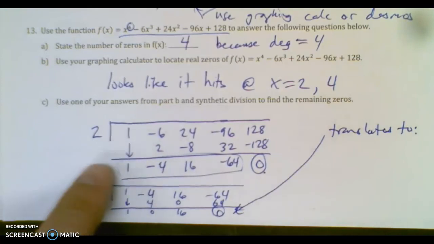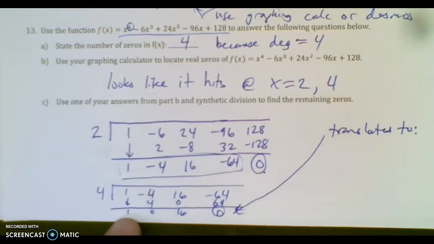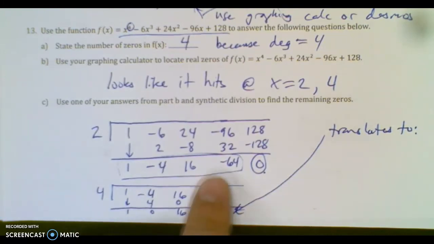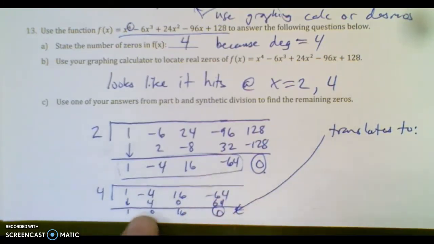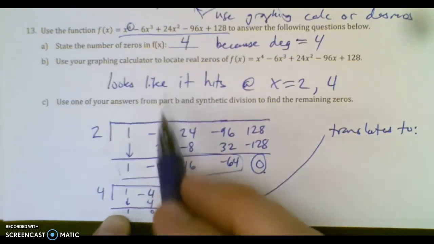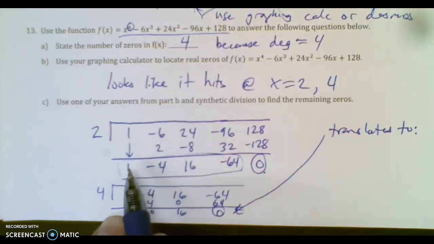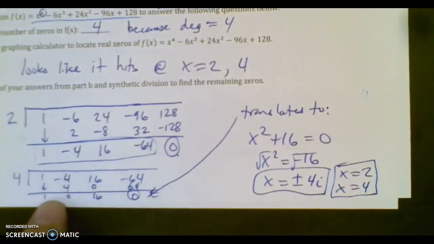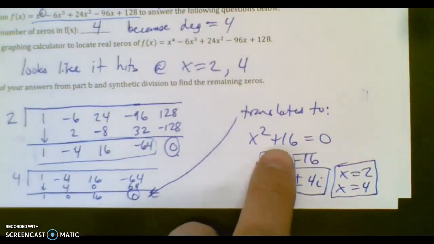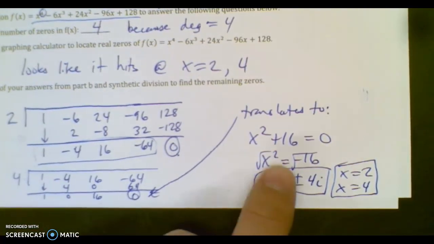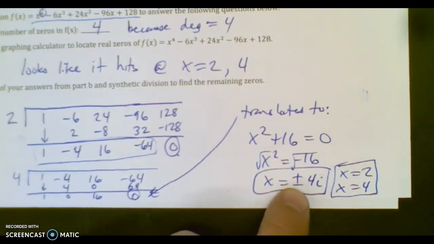Alright, so I took a 4 out also with synthetic division, and I get a 1, 0, and a 16. Another remainder 0 when I did it to that. And we have to retranslate this into what it means. That means if I started with x to the 4th, by the time I did the first synthetic division, it was x cubed, and now it's x squared here. So I translate that to x squared plus 16. I move the 16 over, take the square root. It's plus or minus 4i.